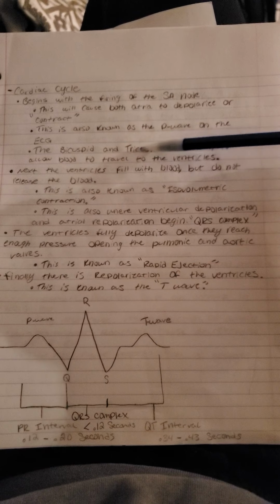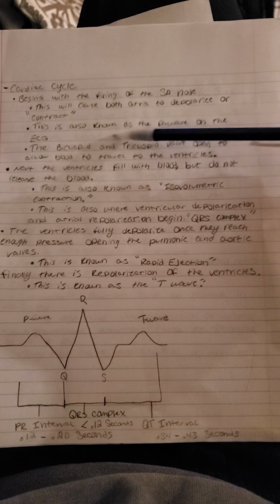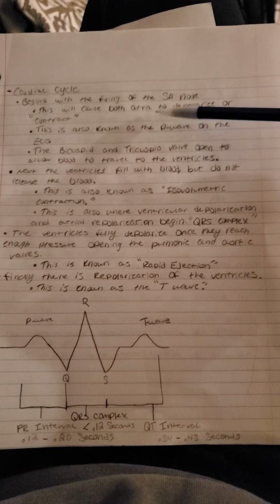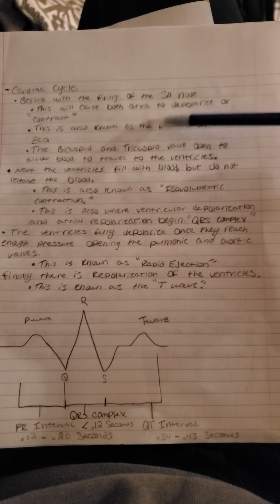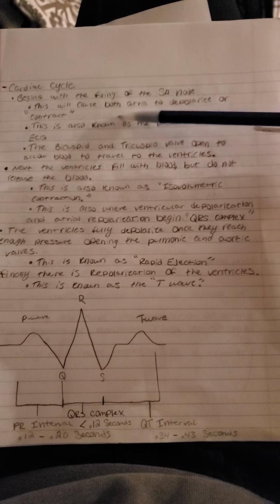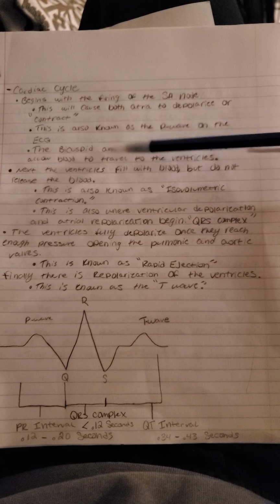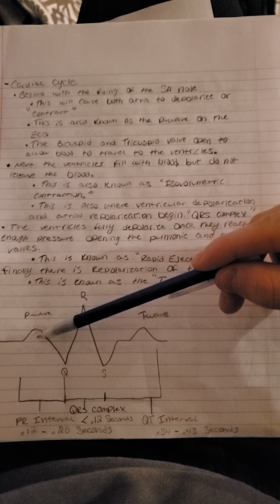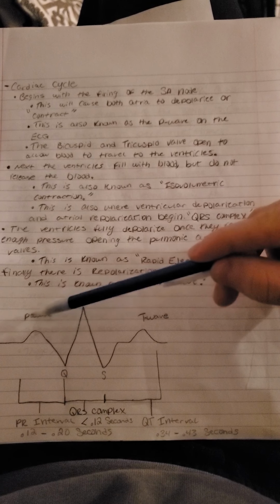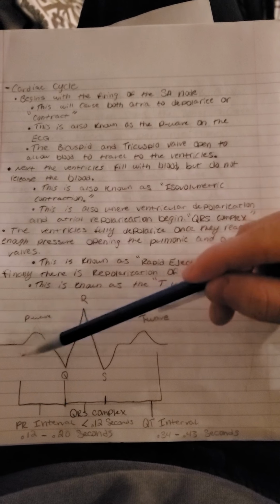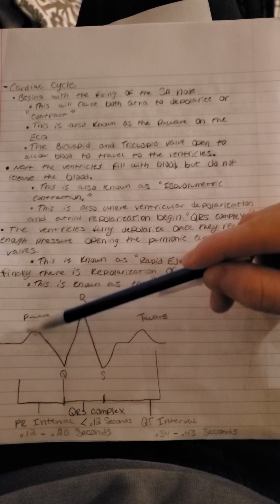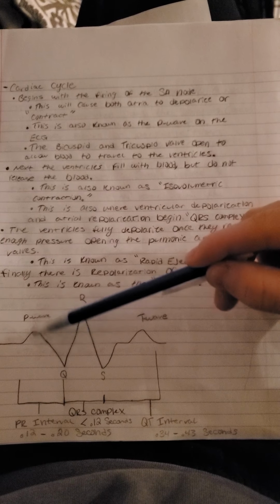So beginning with the firing of the SA node, this is also known as the P wave on the ECG, because the P wave is the contraction of your right atria. Well, both atria, actually. So your first little P wave that you see, looking down here, this P wave right here is actually contraction of your atria. The way they're going to ask it is, what type of polarization is this? And it's going to be the depolarization of your atria.